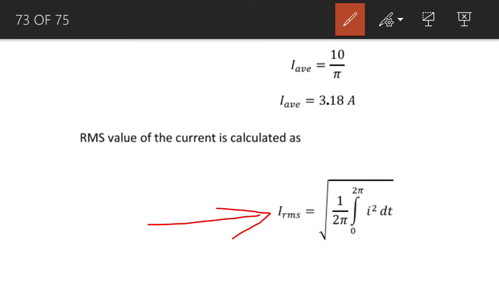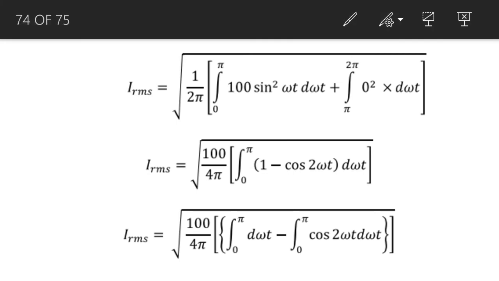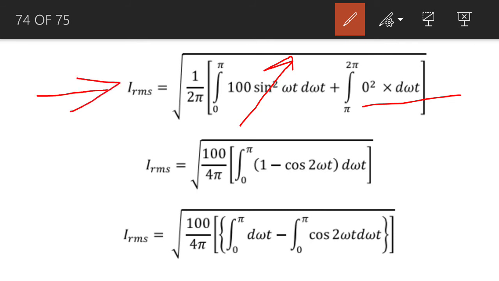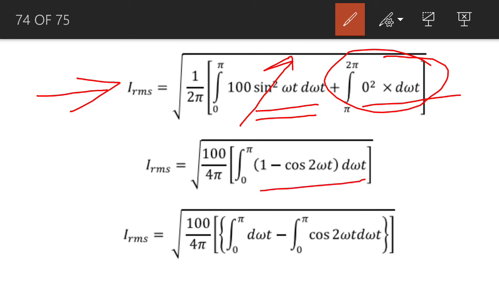We use this particular equation to calculate the root mean square value of the AC current. And by the way, we have d omega t over here, so this dt should be replaced by d omega t. So if we put the values, there are two values. You see, we have 100 into sine square omega t d omega t, and we have 0 square d omega t. Anyhow, we will use this particular equation to calculate the root mean square value of this time varying current. You see, this term is 0, and we replace sine square omega t by 1 minus cos of 2 omega t divided by 2.